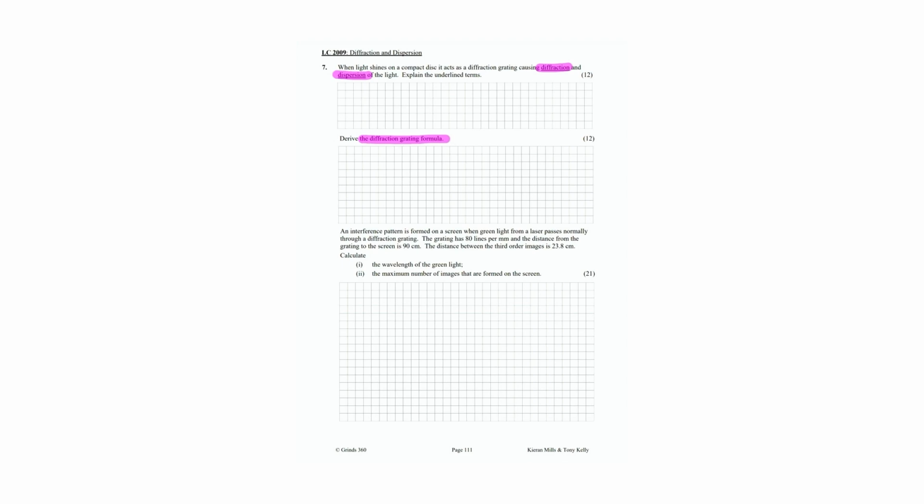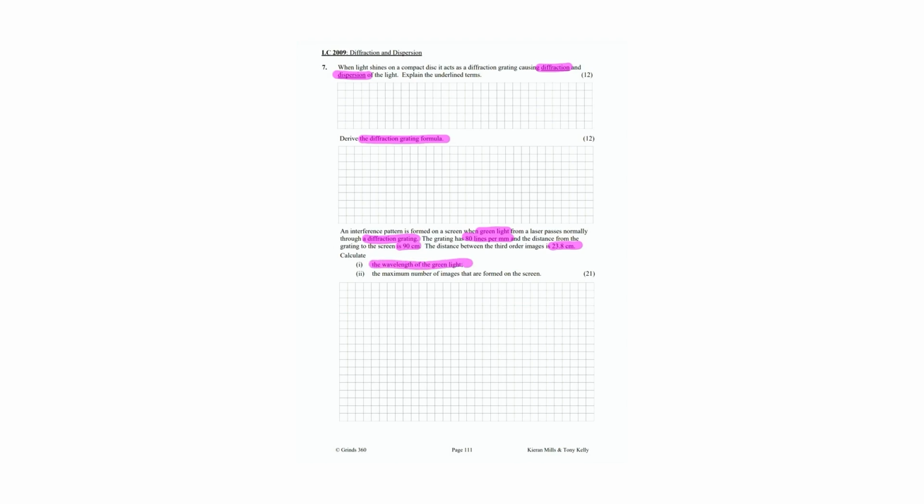So you've got an interference pattern formed on a screen when green light from a laser passes normally through a diffraction grating. The grating has 80 lines per millimeter and it's placed at a distance of 90 centimeters from the screen. The distance between the third order images is 23.8 centimeters. And in part 1, I've got to calculate the wavelength of the green light.